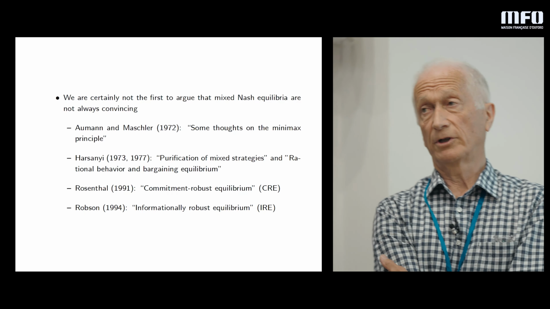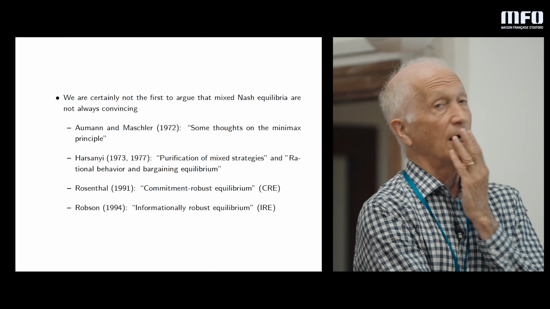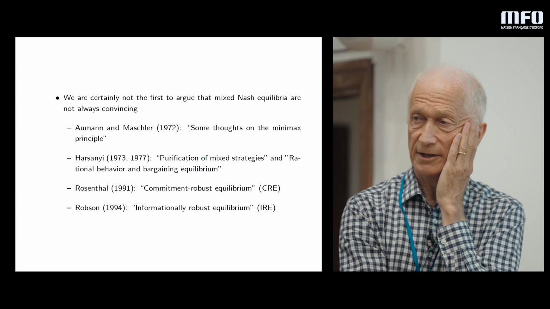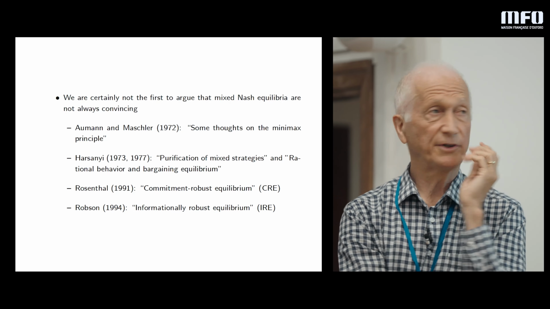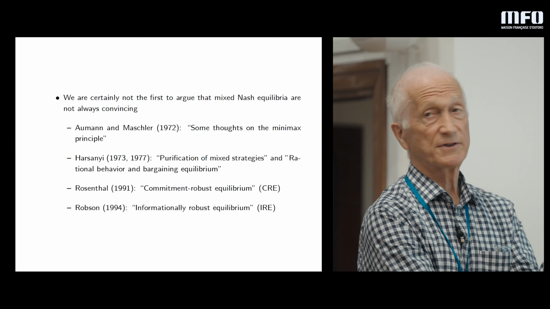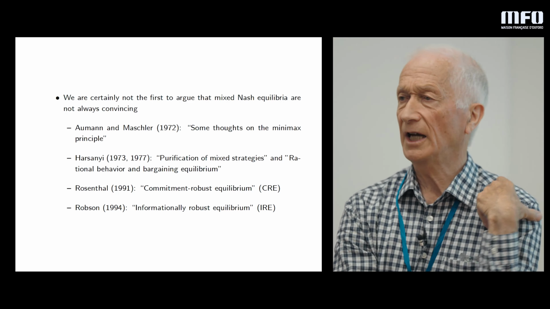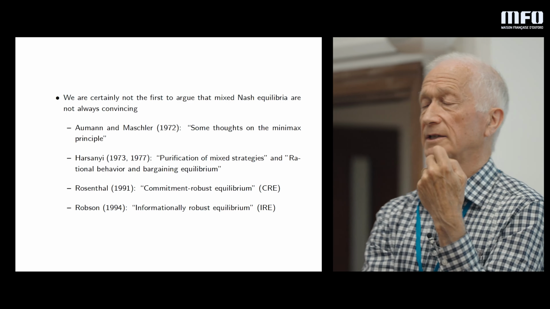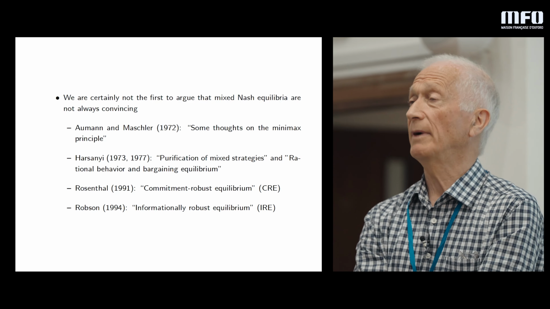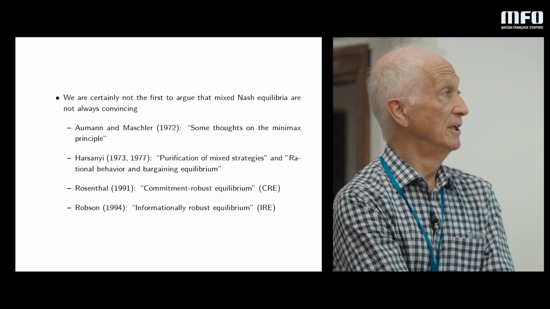So we're not the first to argue that some mixed equilibria in some games are not so convincing. Aumann and Maschler, in a 1972 paper, thought about that and related it to max-min strategies. I will talk about the example they had. And Harsanyi, as I mentioned, also was discussing this in a book, where he discussed what if a game is such that the Nash equilibrium does not achieve a higher payoff than max-min, and so on. And he was then recommending max-min instead of Nash.